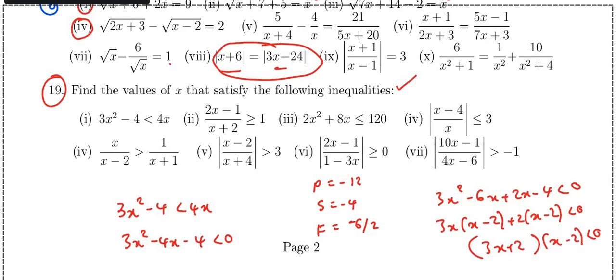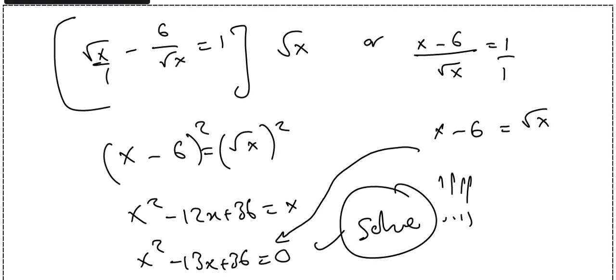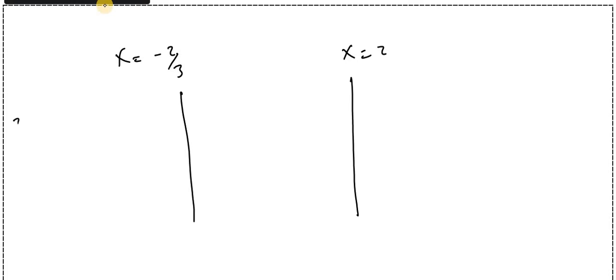On testing, we just solve these factors that we're getting. This is going to give us x is equal to negative 2 over 3. The other one is x is equal to 2. We test. By testing, this is 3x plus 2 and this is x minus 2. These are the factors that we are having.